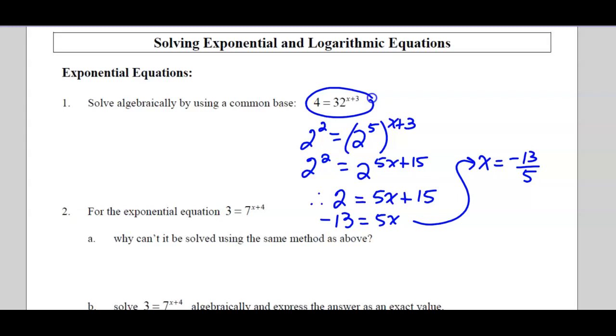Okay, so take a look at the difference between that question and question 2. So kind of similar in the fact that it's just a constant on one side and a power on the other side with x in the exponent. But the bases have nothing in common with each other. They're both prime numbers even. So there's no way I can express 7 with a base of 3 or vice versa. So it can't be solved because there is no way to express 7 as a power.